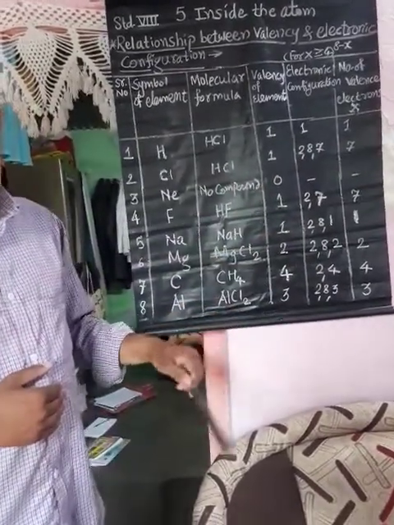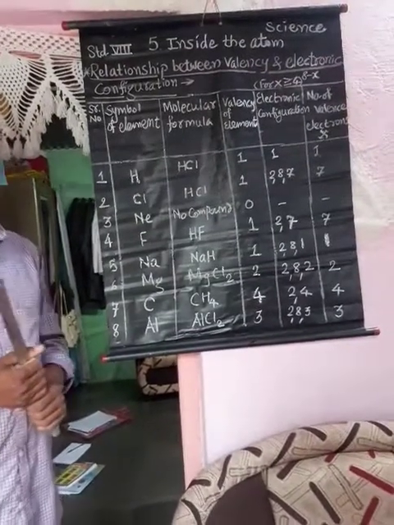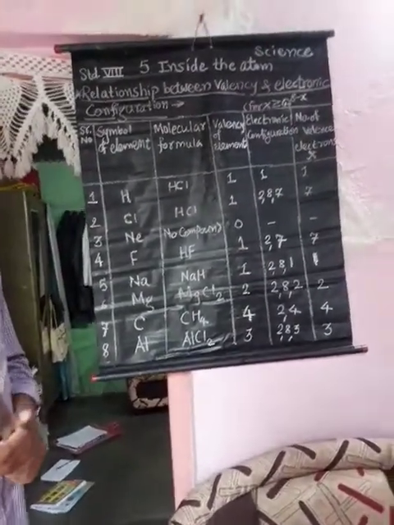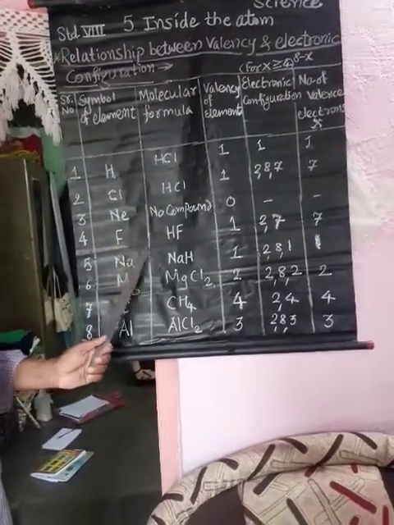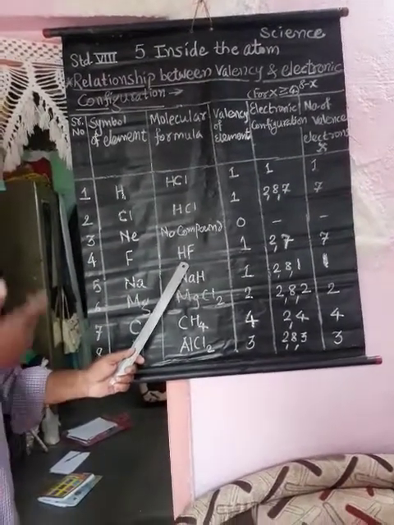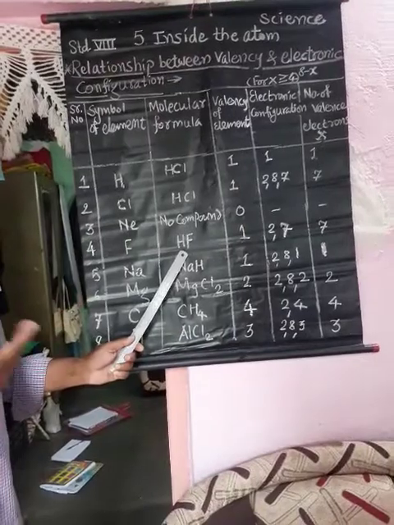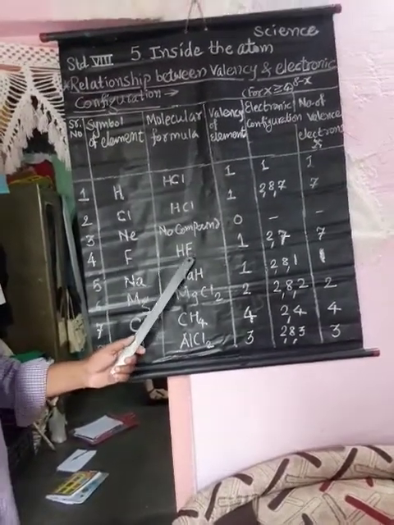There is no gain or loss of electrons from the outermost orbit. They are chemically inactive. They acquire a stable electronic configuration. Now one more, fluorine. We'll get the compounds of fluorine: HF, hydrogen fluoride, hydrogen chloride, HCl, hydrogen bromide, HBr, hydrogen iodide. These are the halogen family members.